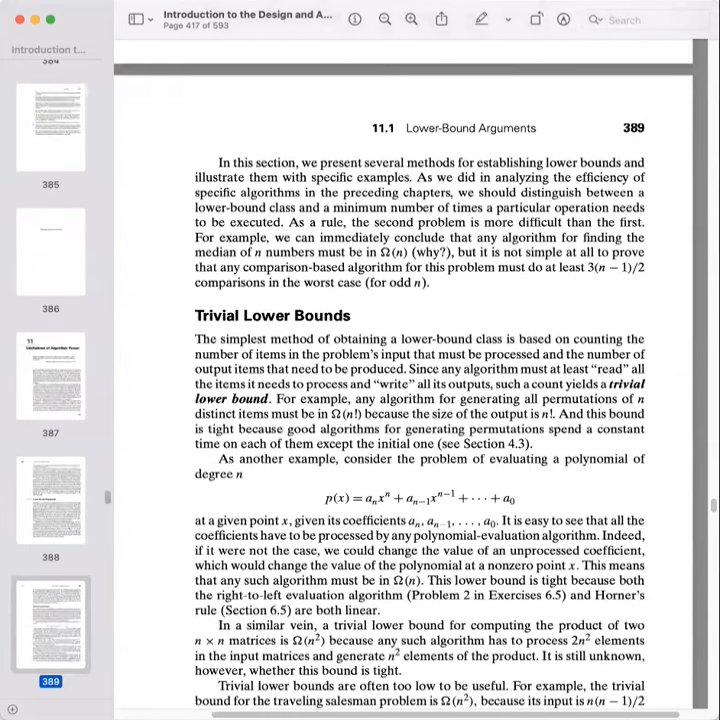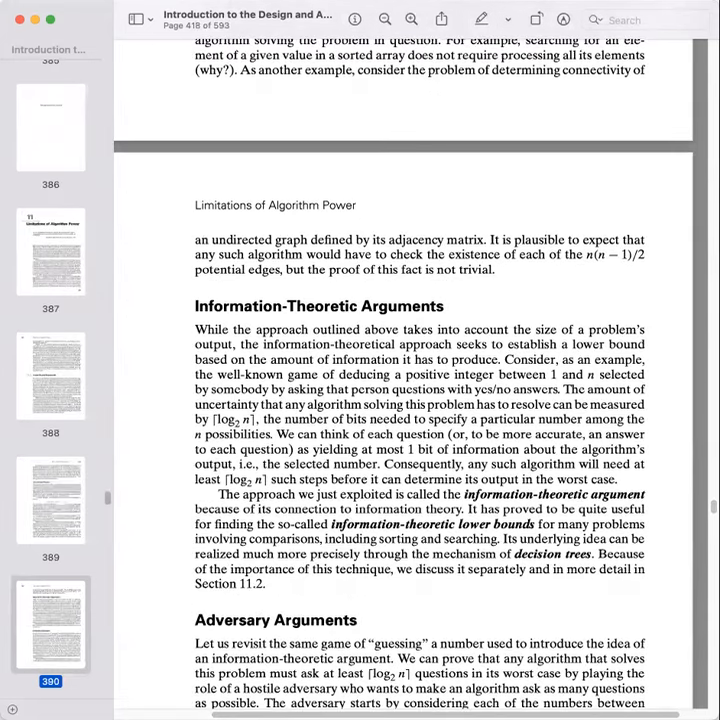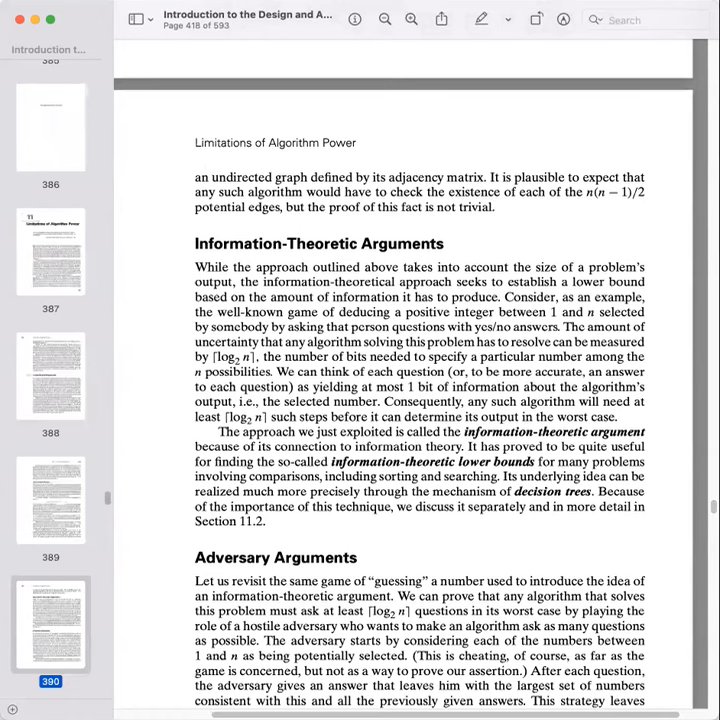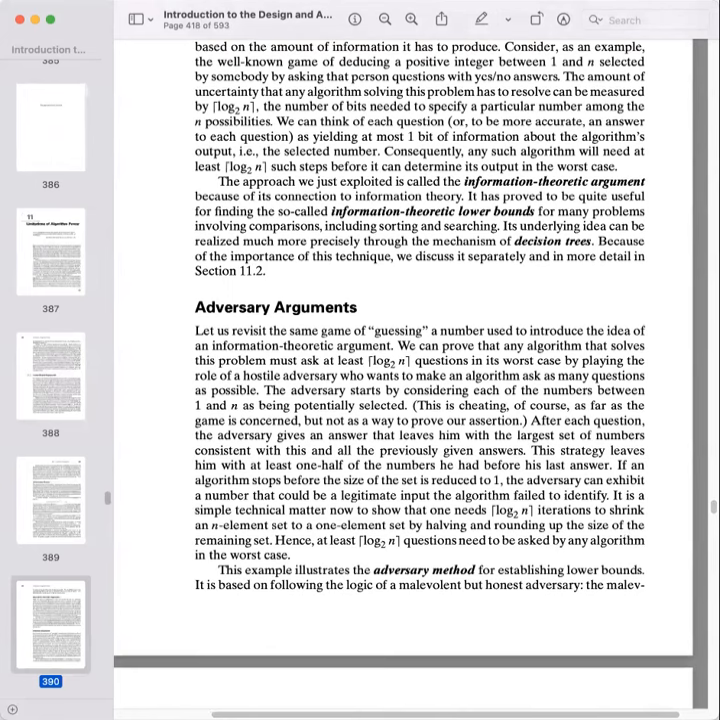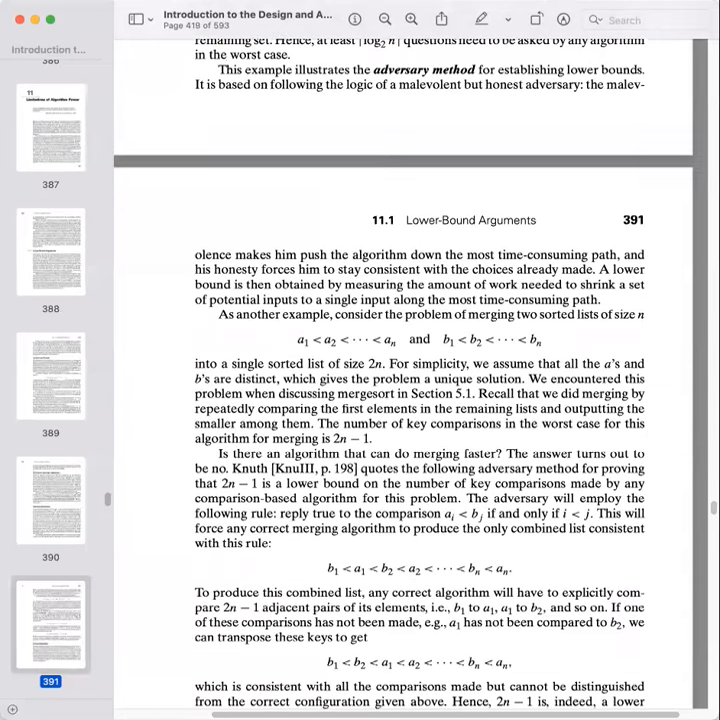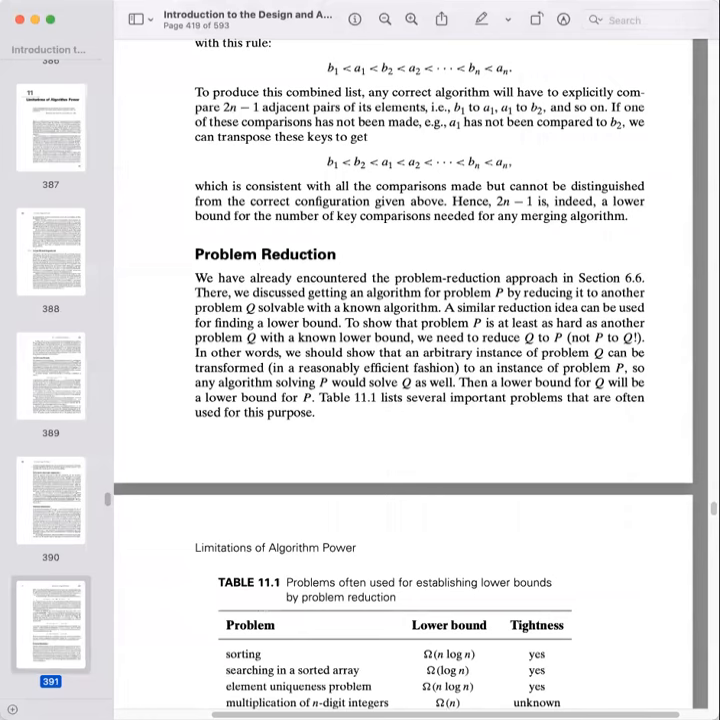We can go to see there's a trivial lower bound we can do. There's the information-theoretic arguments, which looks at how much information has to be processed and how much has to be produced. Then there's this idea of the adversary argument, when you're looking at somebody trying to make things take the longest possible every time they go through, as a way to also figure that. The problem reduction, we've already seen that before: if you can convert a problem P into some other problem Q, and you know an answer to Q, then we can do that as long as the cost to convert from P to Q is not too much.